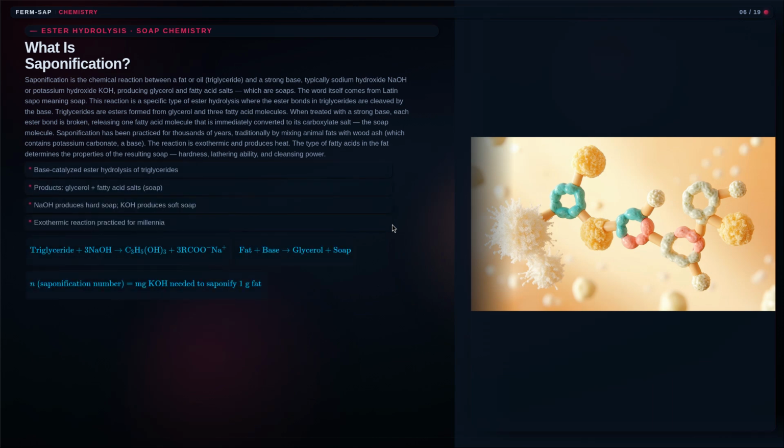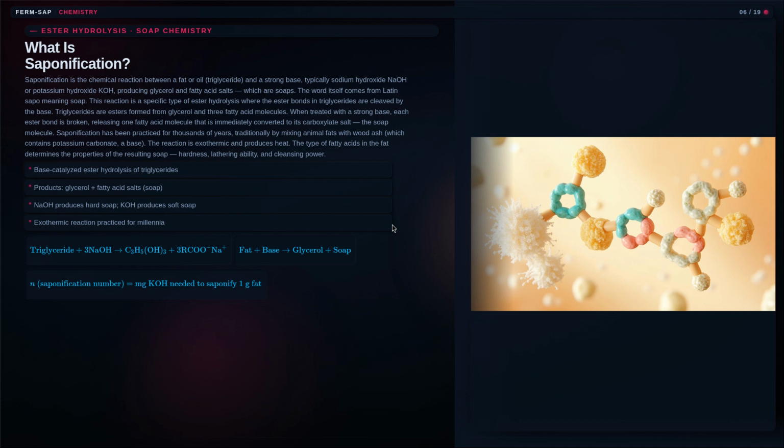Saponification is the chemical reaction between a fat or oil, a triglyceride, and a strong base, typically sodium hydroxide NaOH or potassium hydroxide KOH, producing glycerol and fatty acid salts, which are soaps. The word itself comes from Latin sapo, meaning soap. This reaction is a specific type of ester hydrolysis, where the ester bonds in triglycerides are cleaved by the base.